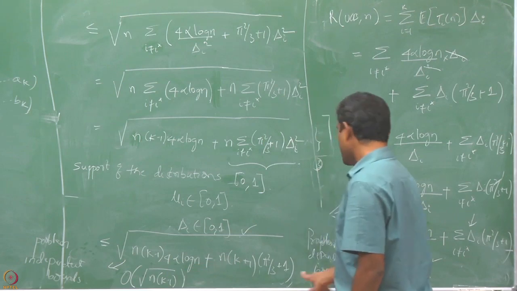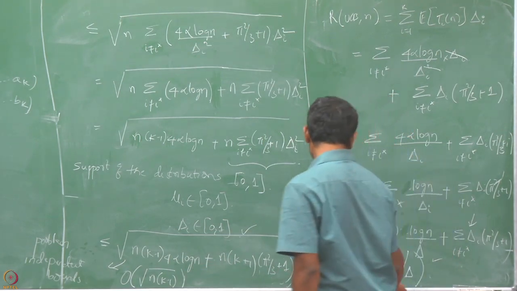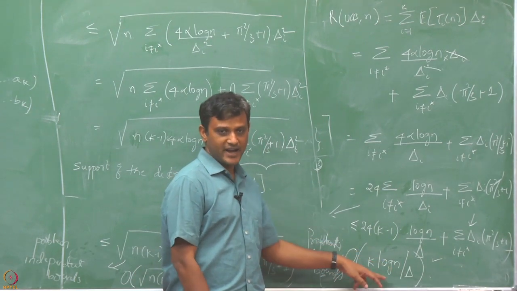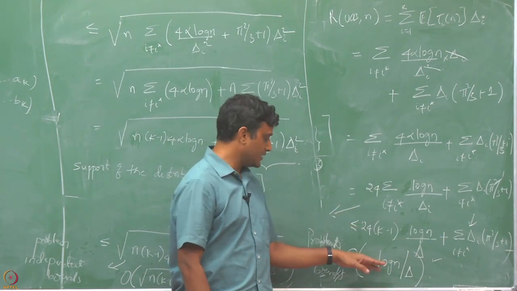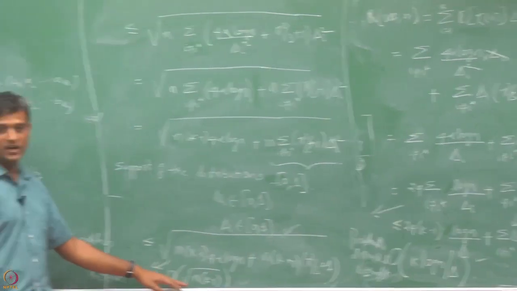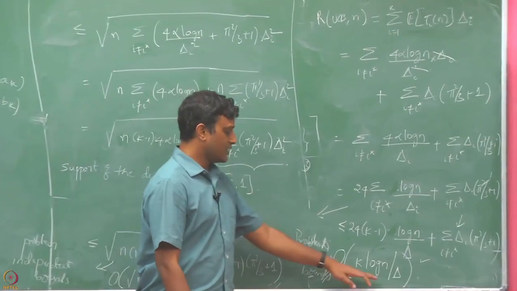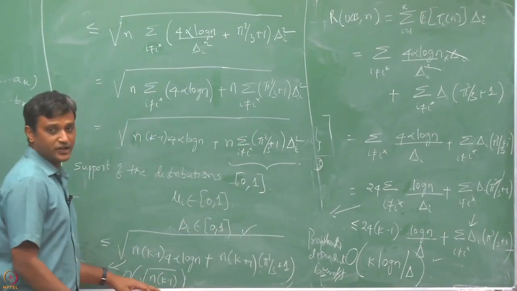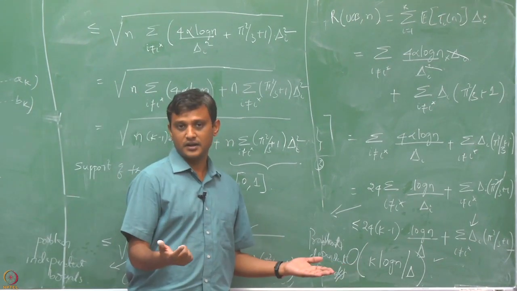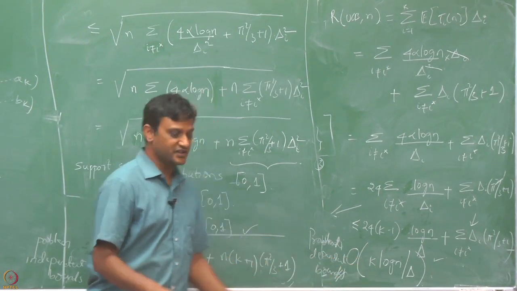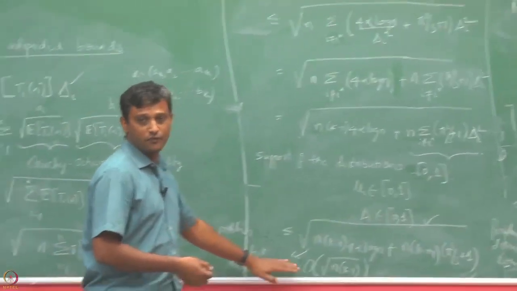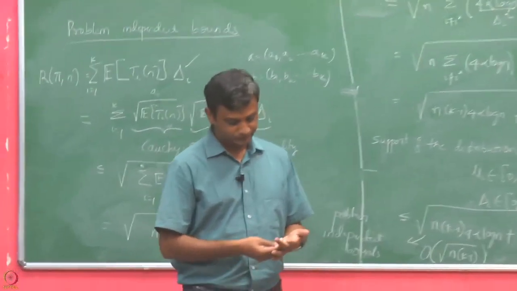Both of them are sublinear. In this case, when you divide by n, it decays very fast to 0, but this one decays slowly. That is obvious, because this bound holds irrespective of what your problem instance is, whereas this bound depends on the specific problem instance. So this holds uniformly across all bandit instances.